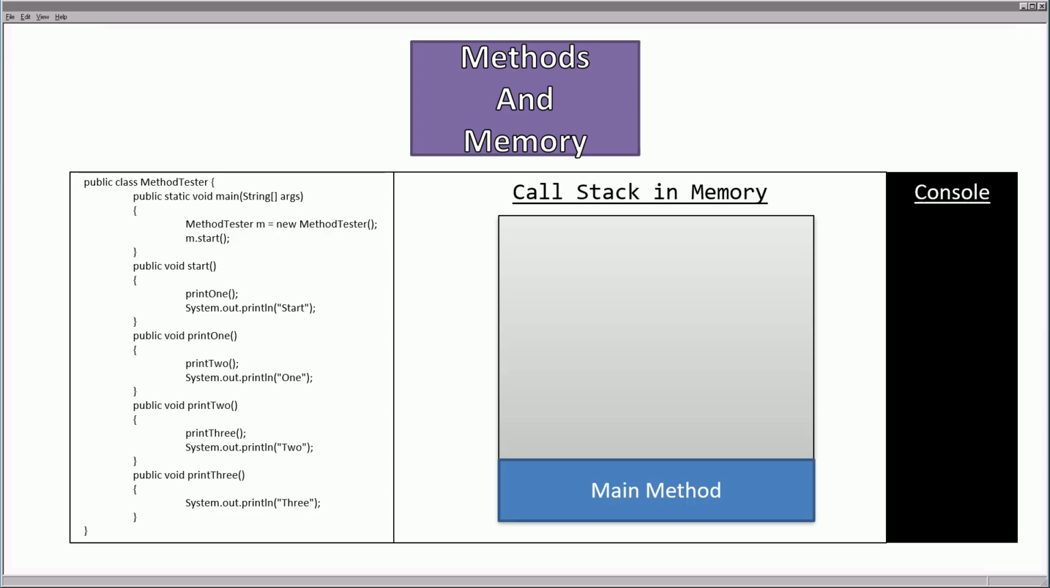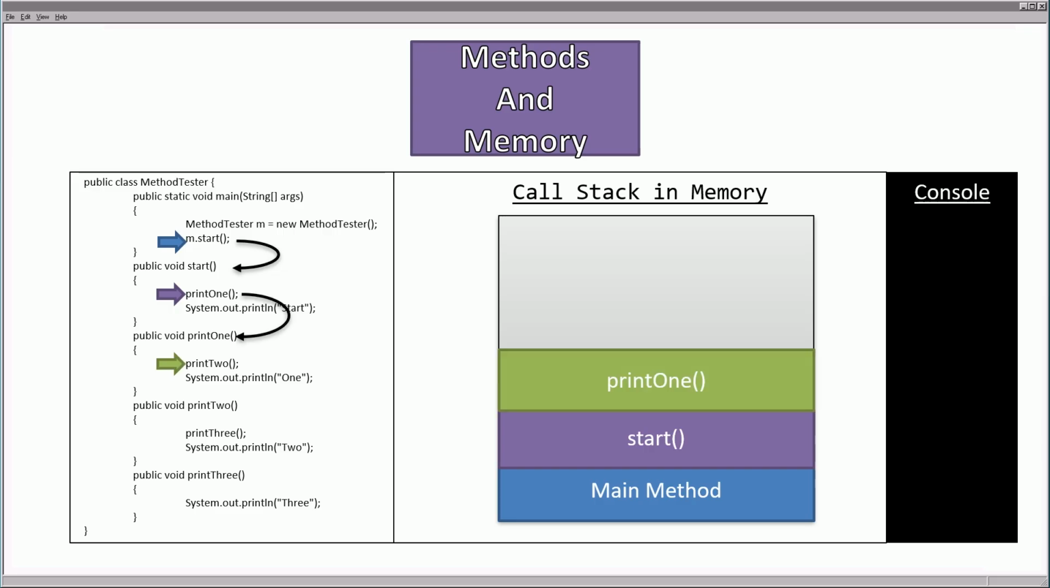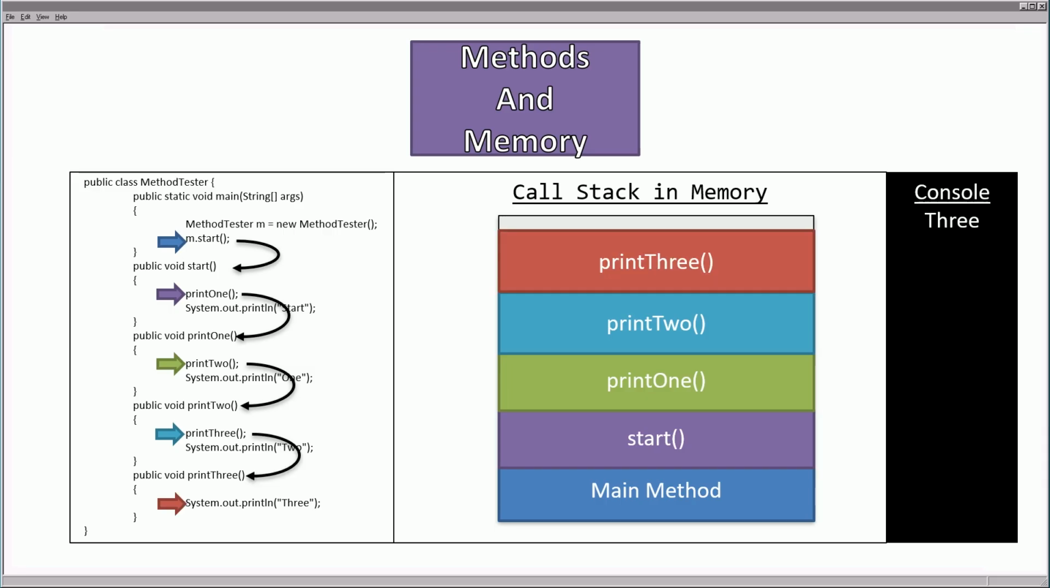Let's see this concept again, but now what we're going to do is call the methods in a slightly different way. Now let's just start right here, where it's going to call m.start. This once again pushes this onto the call stack, and then notice, we immediately call print1. This pushes that on top of the call stack, and then we immediately call print2. This pushes that onto the call stack, jumping down here, and then we call print3, which jumps down here and finally prints out 3.